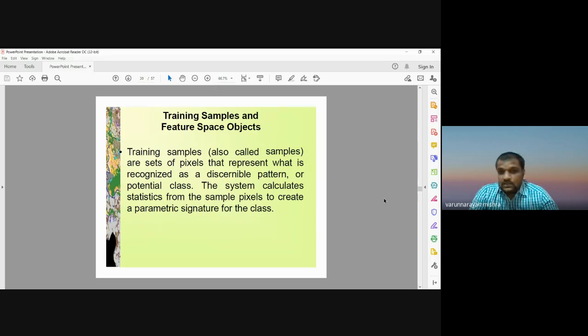So what is the training sample? What is feature space? Training samples are already known. You can also consider them as training samples or signatures. Training samples or signatures are the set of pixels that represents a particular object, Earth surface features, or the potential class. So the system calculates the statistics from the sample pixels that are used to create a parametric signature for the classes.